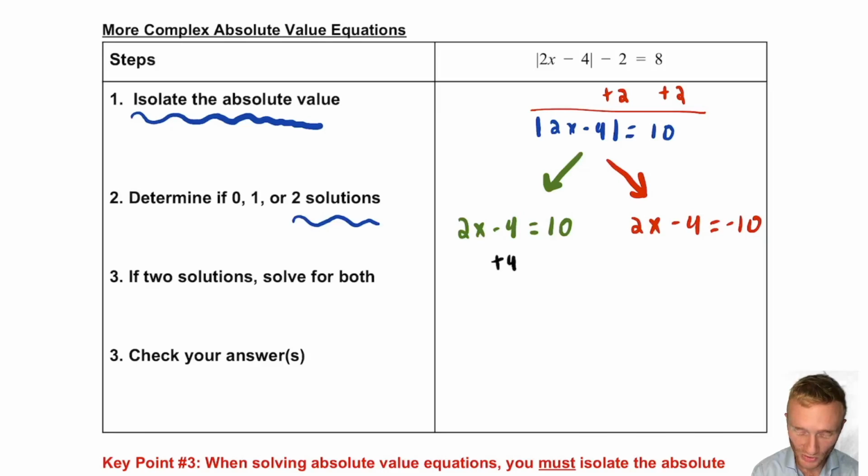We add 4 to both sides. We'd have 2x is equal to 14, dividing by 2.